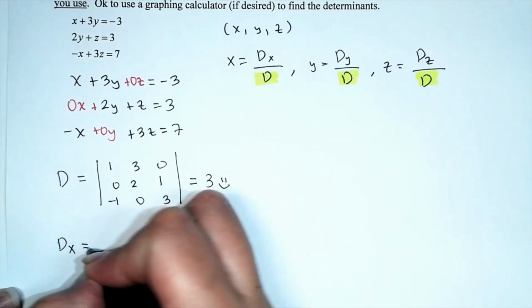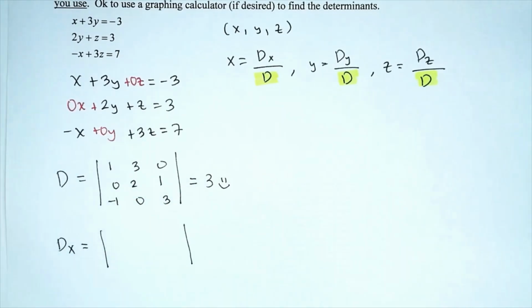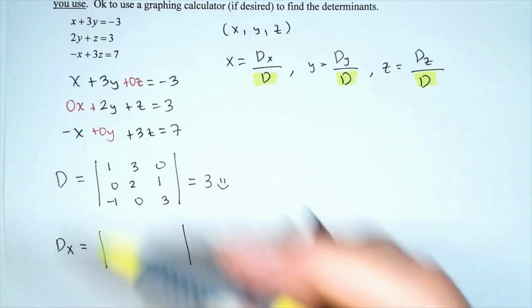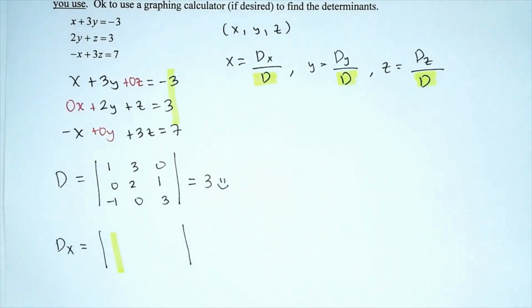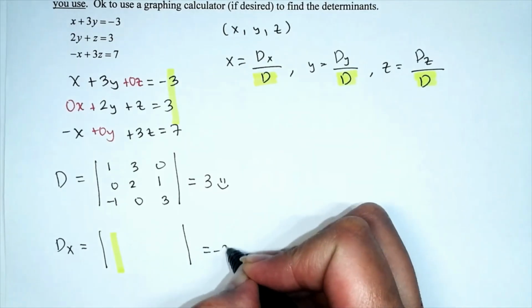Dx is the determinant form when we replace the x column values with the answer column values. I'm going to hold you accountable to that, so I'm going to give you some homework, and when we do, that will give us -24.